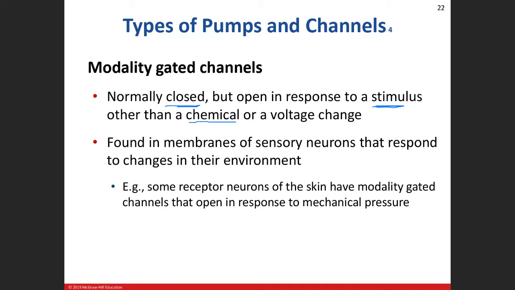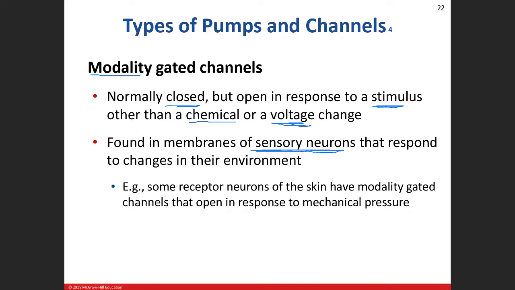That's what we call a modality-gated channel. That modality, whatever that stimulus is going to be, has to be specific for that channel, just like a change in voltage won't open up a chemically gated channel. So the stimulus needs to match the modality for that channel. We're going to see this in abundance in our sensory neurons. Makes sense, because sensory neurons convey sensory input from the internal and external environment.